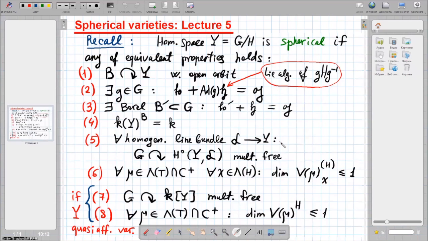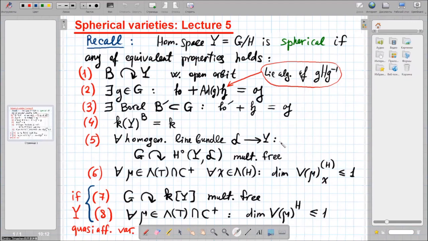That is, the representation of G in sections of any line bundle over my homogeneous space should be multiplicity-free. Each irreducible submodule should occur at most once in the decomposition of this representation space. The condition 6 is just a reformulation in terms of semi-invariant vectors in irreducible representations of G. This is in view of Frobenius reciprocity.